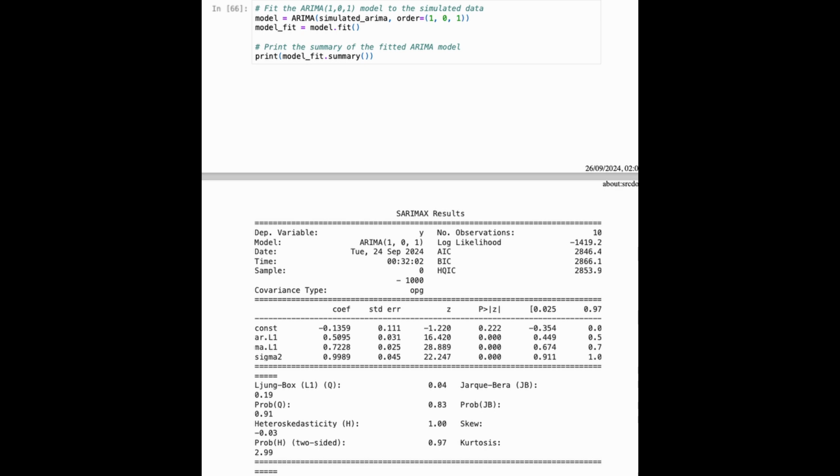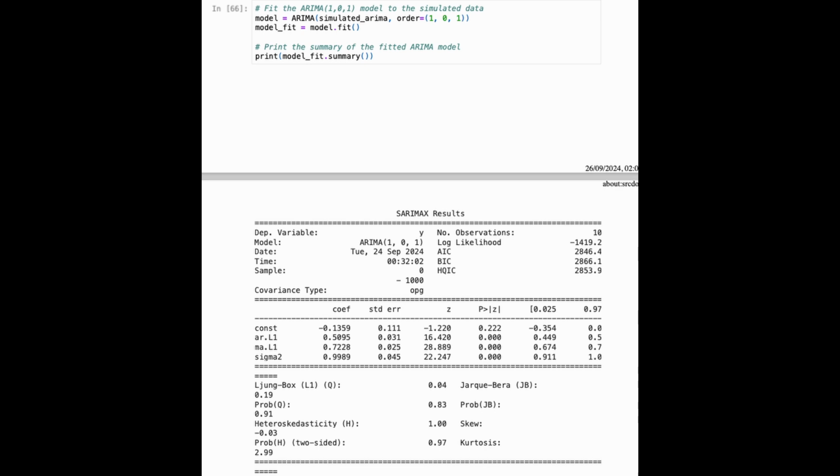Now we look at more model diagnostics. The additional output from the model fitting process provides crucial information about the model's performance and suitability. Here's an explanation of each component. Dep. Variable: this is the dependent variable, which in this case is the simulated ARIMA time series data. The number of observations we have is 1,000. This indicates the number of data points in this time series, providing a substantial sample size for reliable analysis. Again, the model is ARIMA(1,0,1).